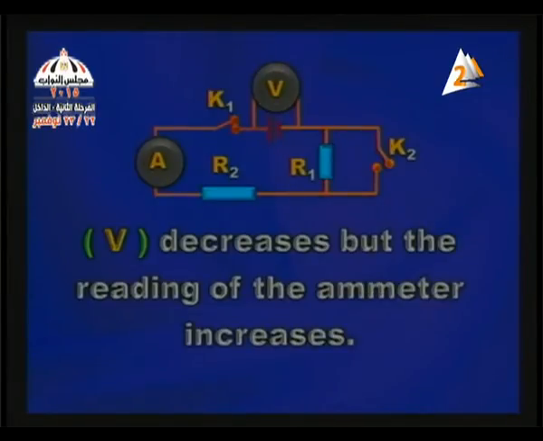V decreases, but the reading of the ammeter increases. Why? As I said, when closing the switch, R1 is disconnected, is removed, so the total resistance of the circuit is decreased, the current flowing in the circuit is increased, V internal is increased, V external is decreased. So V is decreased. Current, as I said, is increased, so the reading of the ammeter increases.